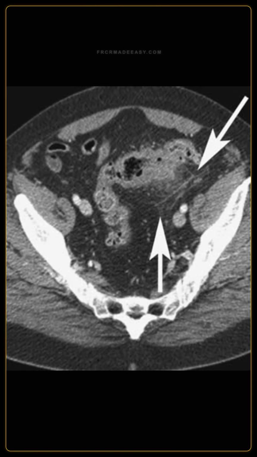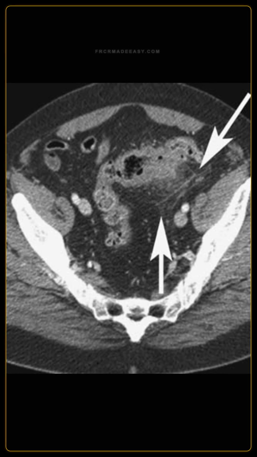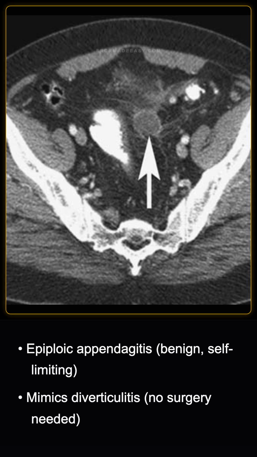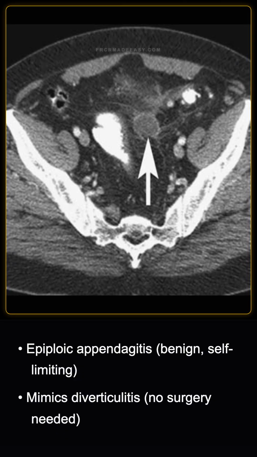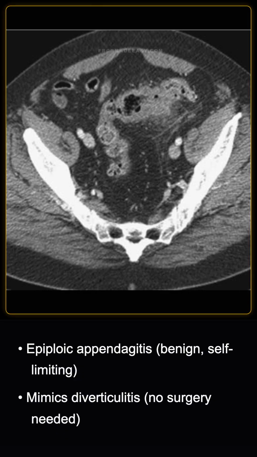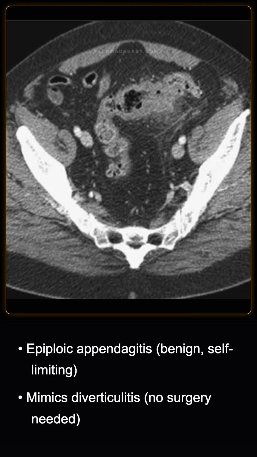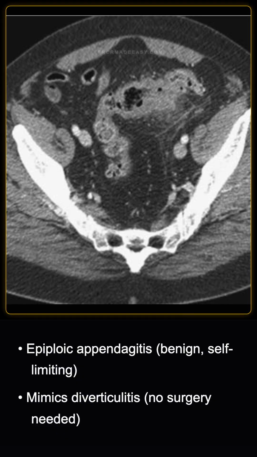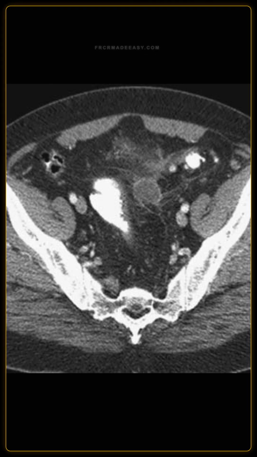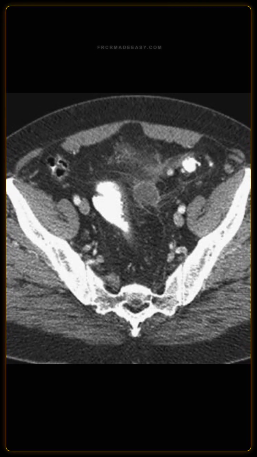fat attenuation mass with a hyperattenuating rim and a central dot with a completely normal colon, what is the diagnosis? If we look closely, that specific appearance is pathognomonic for acute epiploic appendagitis. It is a benign, self-limiting torsion or thrombosis of an epiploic appendage that clinically mimics diverticulitis but requires no surgical intervention. How would you manage this patient as a radiologist, specifically addressing the new pericolonic abscess?